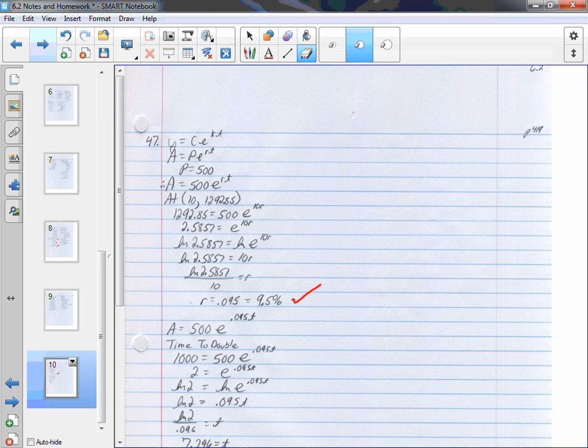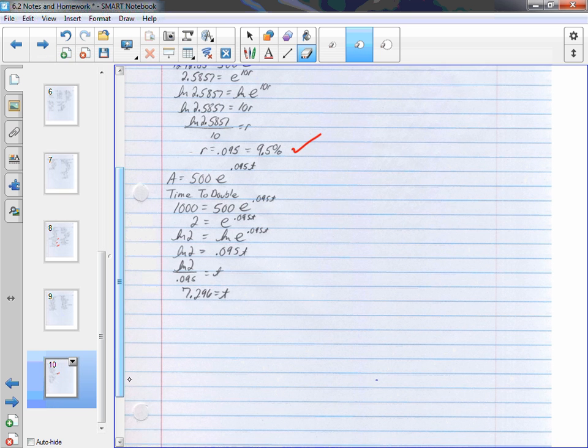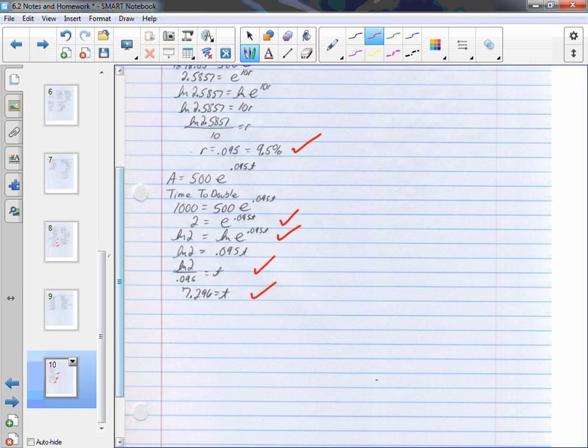So they ask us for the time to double. Well, if you started with 500, once it's doubled, it's 1,000. So 1,000 equals 500 e to the 0.095 t. I divided both sides by 500 to get that. Natural log of both sides. Divide by 0.095. That's how many years it takes.